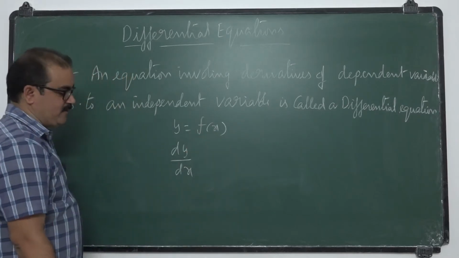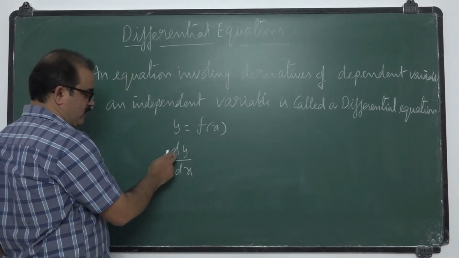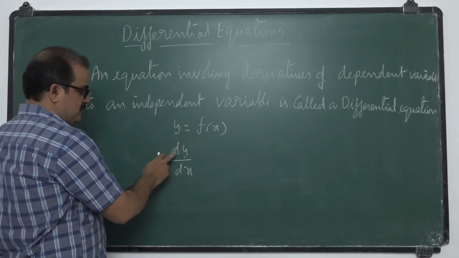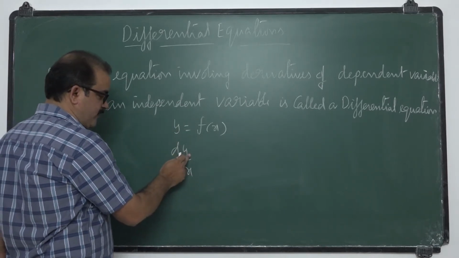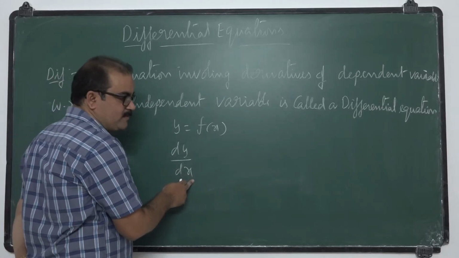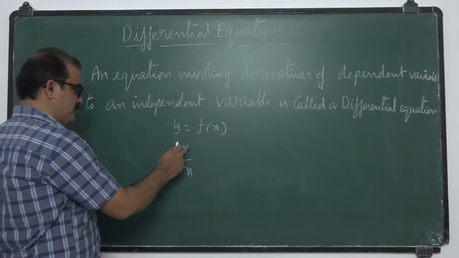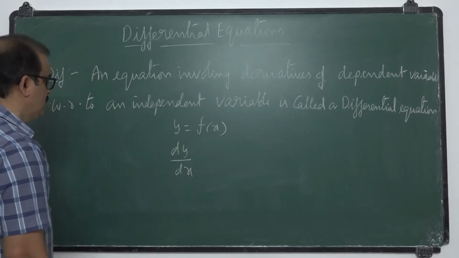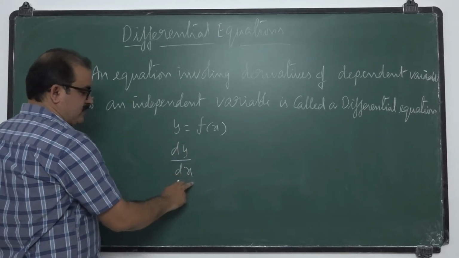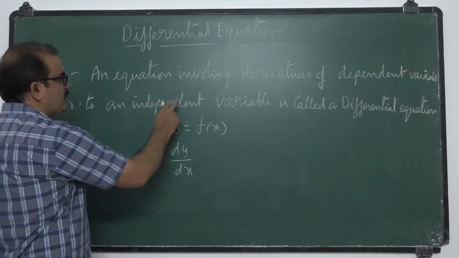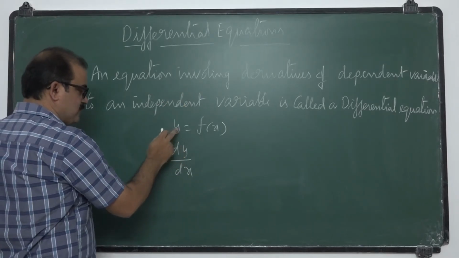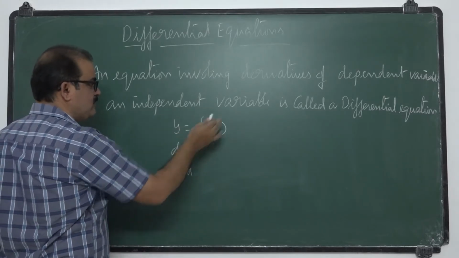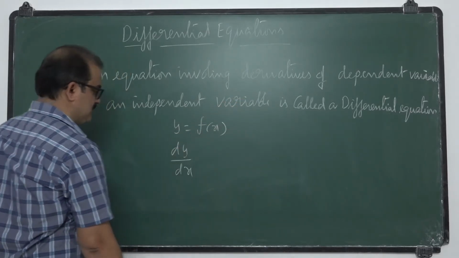What is meant by dy by dx? Derivative of y with respect to x. Here, derivative of dependent variable with respect to independent variable. y is the dependent variable and x is the independent variable. An equation involving derivatives of dependent variable with respect to independent variable is called a differential equation.